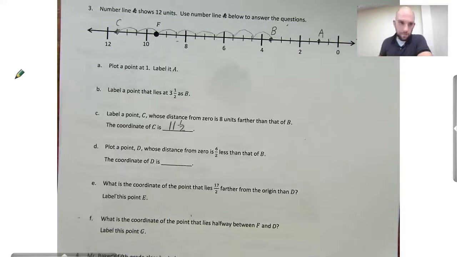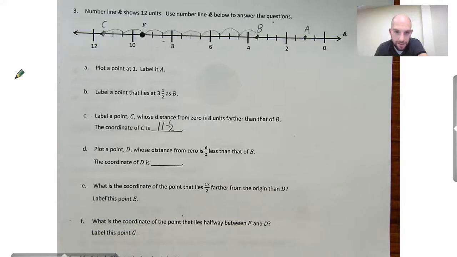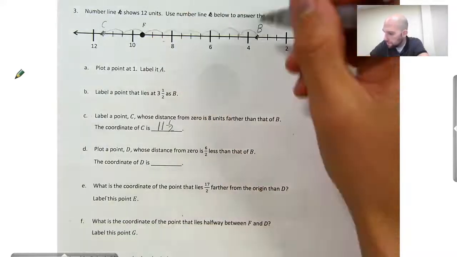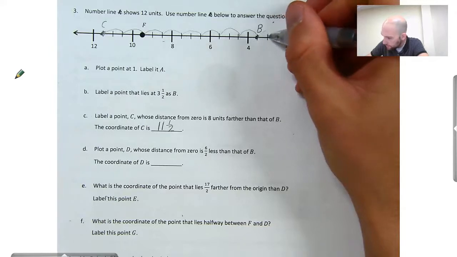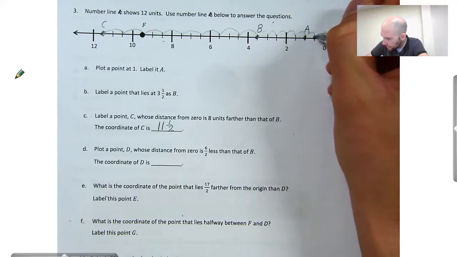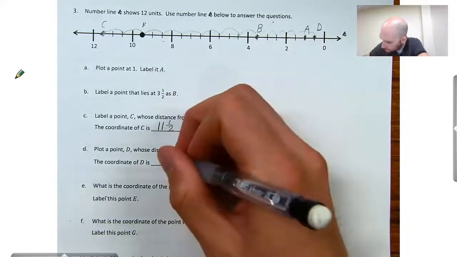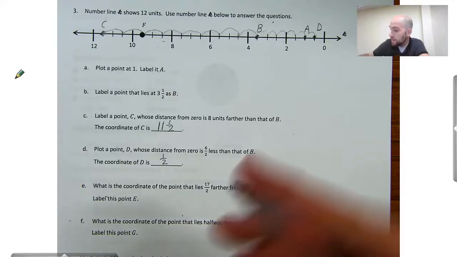Now it says plot a point D whose distance from 0 is 6.5 less, or 6/2 less than that of B. So 6/2 less than that of B would be 1, 2, 3, 4, 5, 6. It's going to be right here next to A at 1/2. Now it says what is the coordinate of the point that lies 17/2 farther from the origin than D?